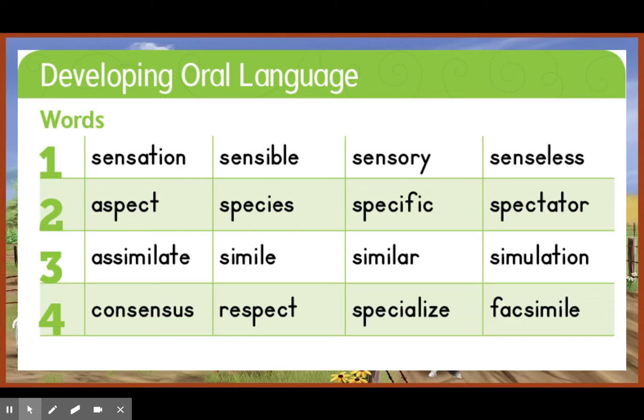Line 3, we have assimilate, simile, similar, and simulation. Those all use the root sim, which means like, shows ways that things are alike. And line 4, we have consensus, respect, specialize, and facsimile.